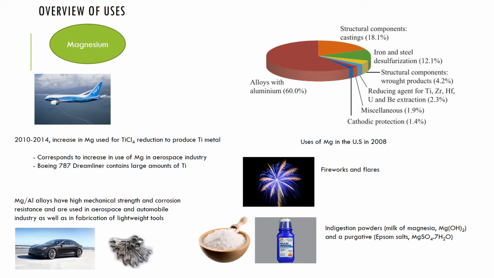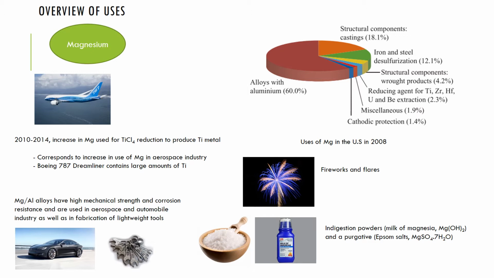You'll note then that it's quite heavily alloyed with aluminium. Well, that's very similar to lithium in group 1. Magnesium-aluminium alloys have a high mechanical strength, but also have that corrosion resistance, which is important for things like the aerospace industry and the automobile industry.